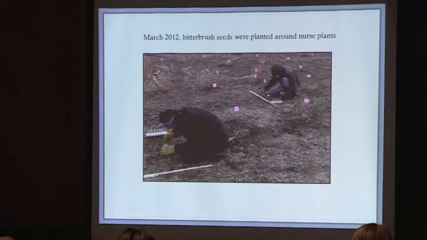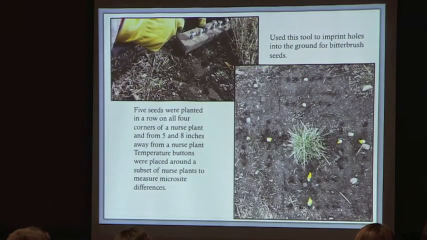The following year, before the nurse plants had started to grow yet, we planted bitterbrush seeds around each of the nurse plants. This is Prairie and Mike planting bitterbrush seeds. We fashioned this tool, which has just 6 evenly spaced screws in it, so we can make an imprint into the soil and plant each bitterbrush seed at an even spacing from each other.